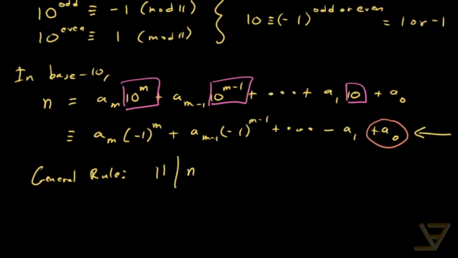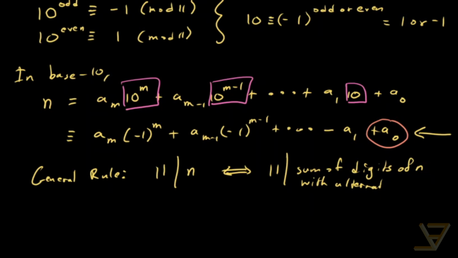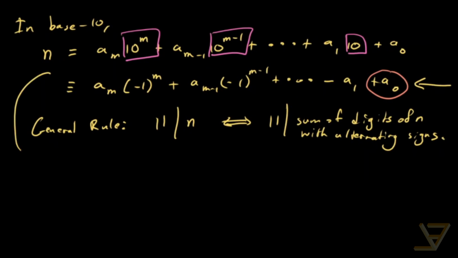11 divides n if and only if 11 divides the sum of the digits of n with alternating signs. And we can derive that from this congruence over here. So let me give you an example.